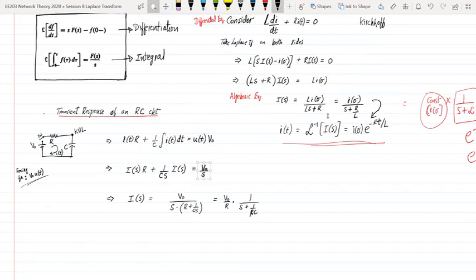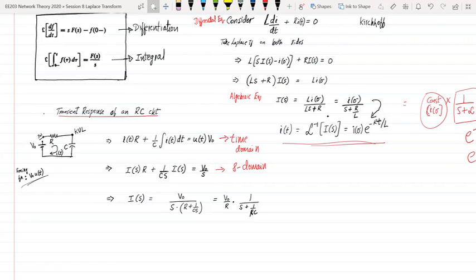Let me write it since it's probably the first time you're seeing it. So to be explicit, this is time domain and this is s domain. Okay, I did not intend to change the color over here. Go back to black. From time domain we converted to Laplace domain by saying that there is I of s into R plus 1 over cs I of s is V naught over s.